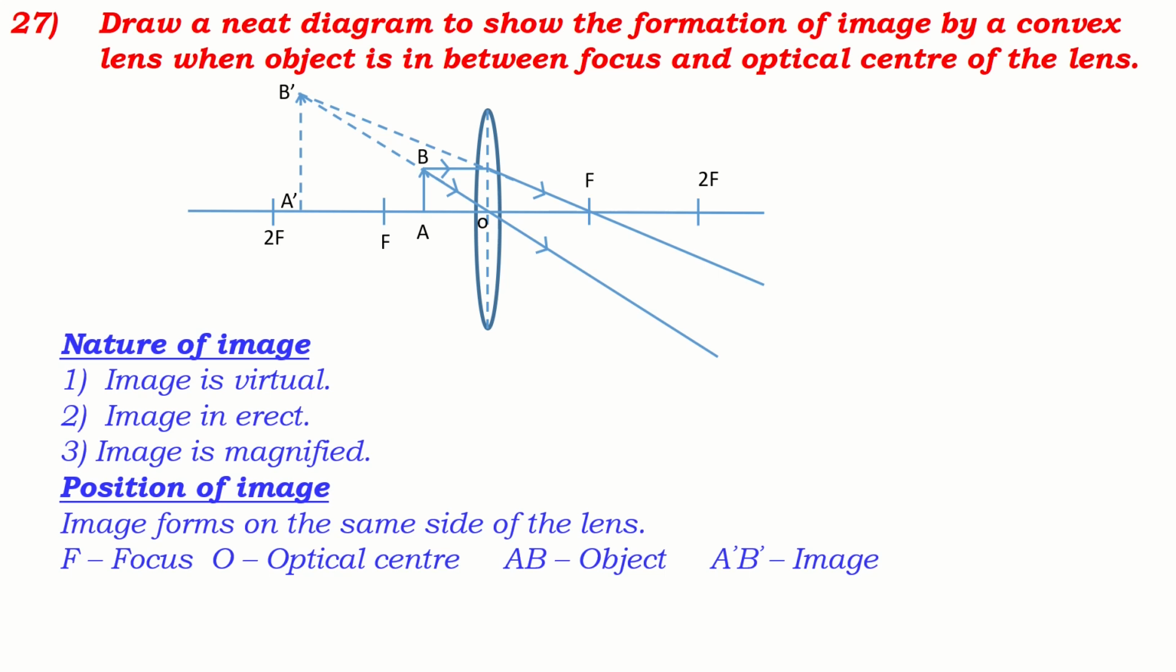These are 6 different conditions and 6 different types of image formed by the convex lens. Any one of these can be asked in the examination. That's why, from the point of view of the examination also, these diagrams are very important.